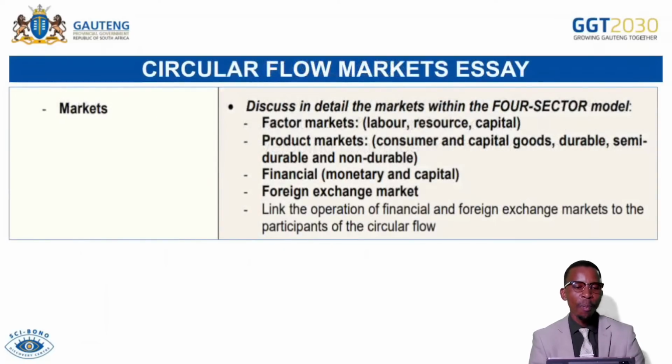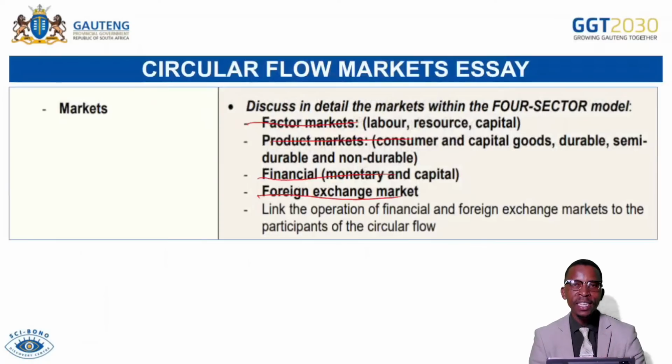Then I did the one for markets. Here it is. Your essay can be discussing detailed markets within the four-sector model of the economy or circular flow, or discussing in detail the importance of markets in the circular flow. There you see them all listed: the factor market, product market, and then the foreign exchange market and financial market. Then you will see if there is any additional part. Then you attempt to answer.